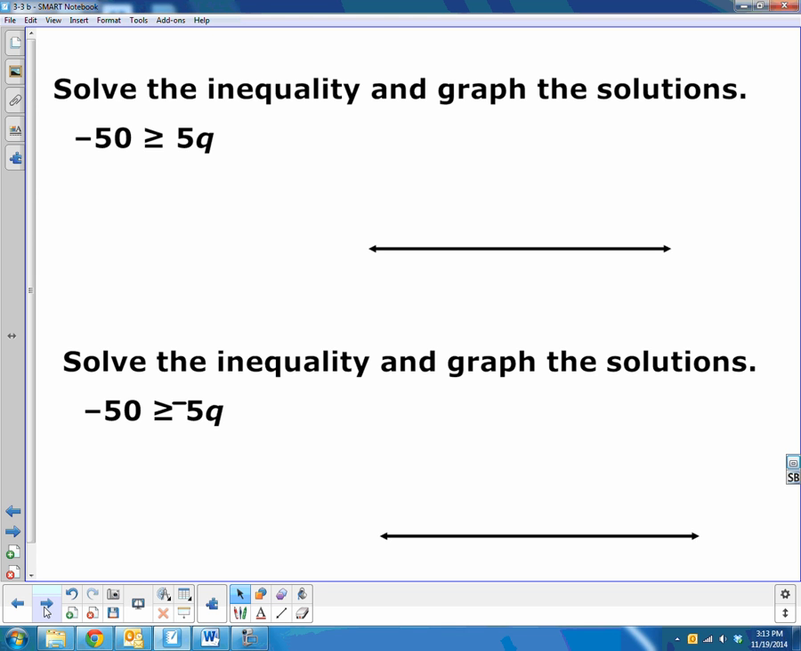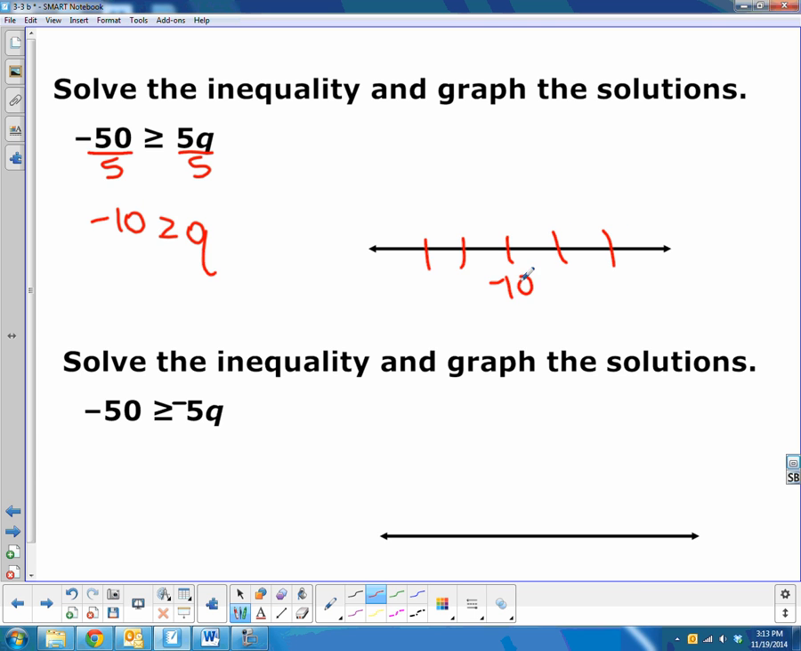We've got negative 50 is greater than or equal to 5q. So if we're going to solve for q, we're going to do the inverse operation. We're going to divide both sides by 5. 5 divided by 5 is 1q left over. And we've got negative 50 divided by 5, negative 10. So negative 10 is greater than or equal to q. We'll graph those problems here.